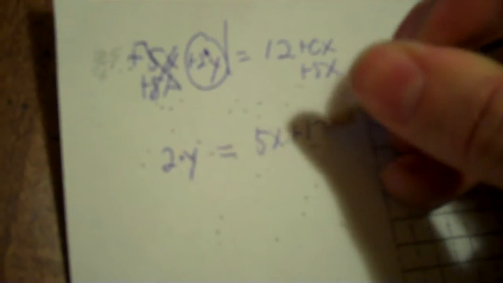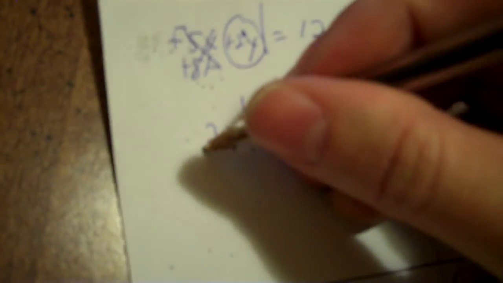So 2 times y equals 5x plus 12. Divide everything by 2. 5 divided by 2 is a decimal, so I keep it 5 over 2x. 12 divided by 2 is 6. Okay. Now the y is by itself, so I have my m and my b on the other side. Slope, y-intercept. So the slope is 5 over 2. The y-intercept is plus 6.